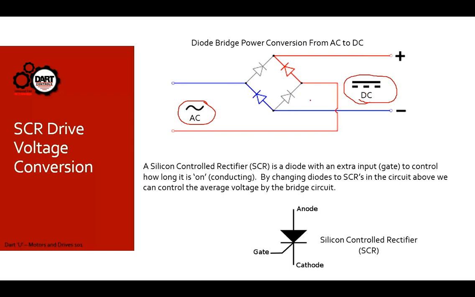But in this setup right here, we're conducting all the time. Remember, we need to control the voltage to the DC motor to get adjustable speed. So what we need to do is actually turn these diodes on and off. A device that will do that is called a silicon controlled rectifier, or SCR. Basically, an SCR is a diode with an extra input called a gate. The gate, like it sounds, is the method to turn the diode on and off. So if we replace these diodes in this circuit with SCRs, we're going to end up with something we can adjust voltage with.